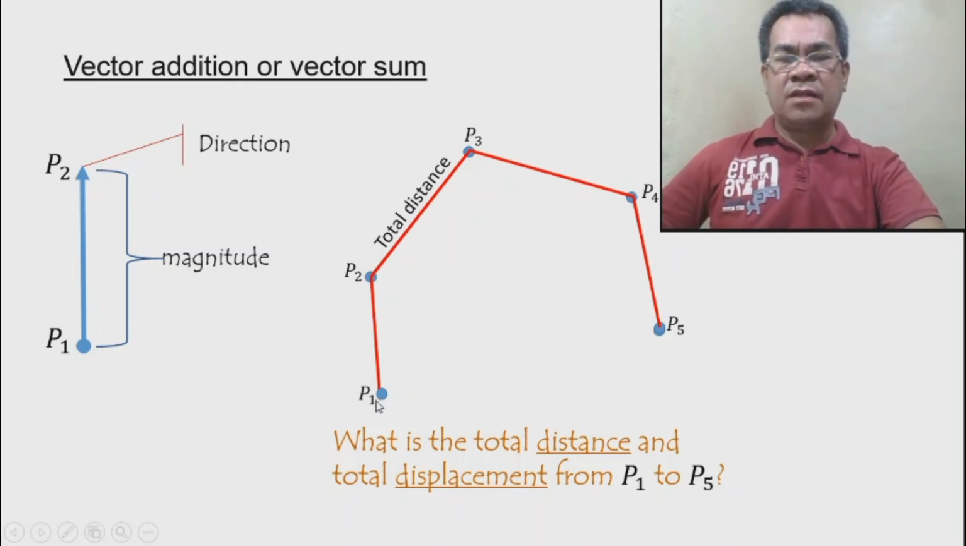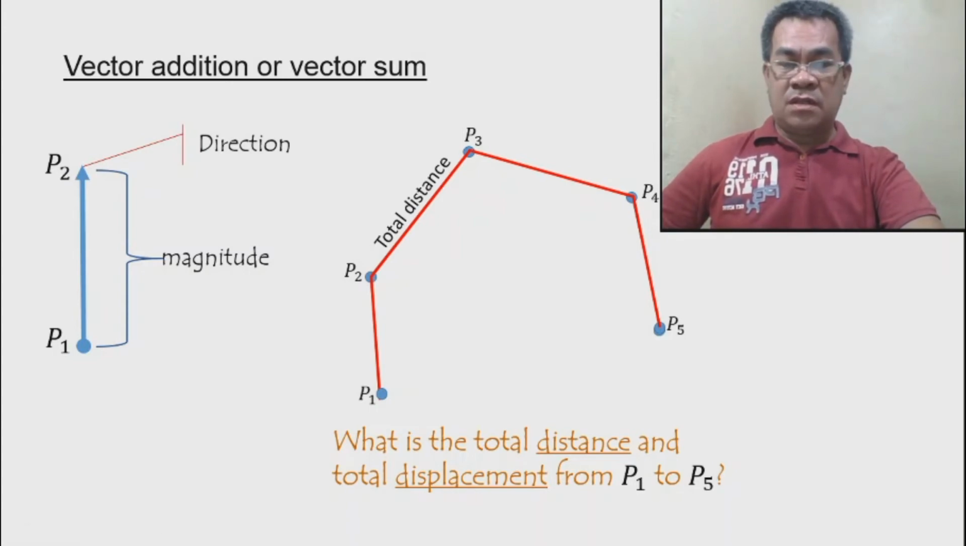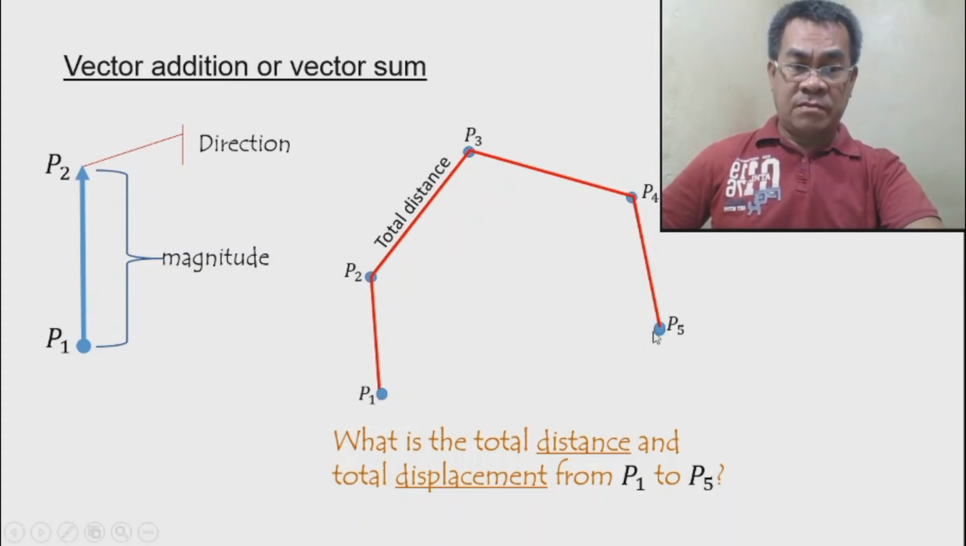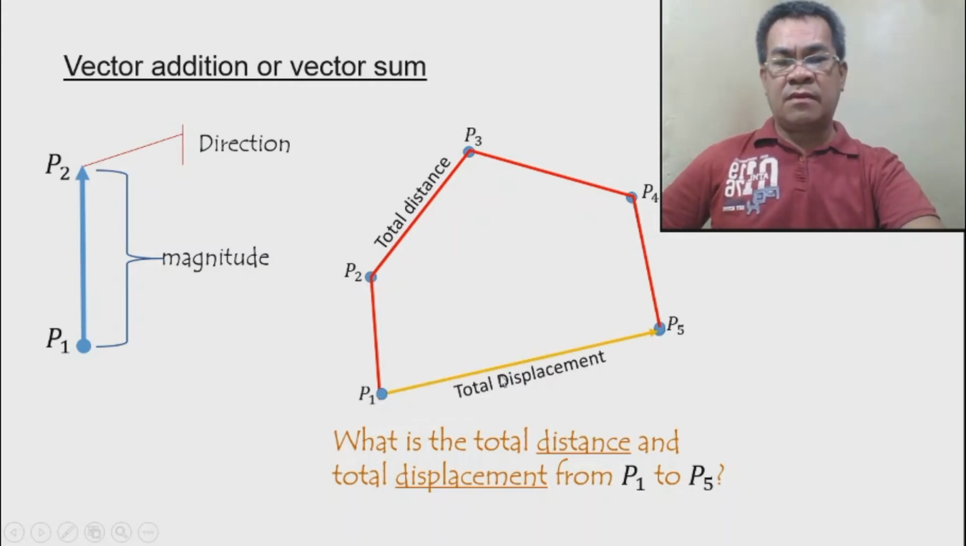That's the total distance. But what is the total displacement? The total displacement starts from 1, because this is the initial. Remember, displacement is the change in position between initial and final. So it should be from point 1 to point 5. And you have to connect this by a straight line, and this is the displacement.